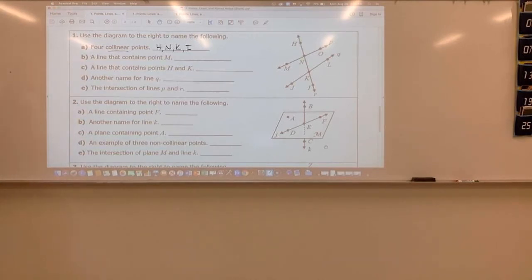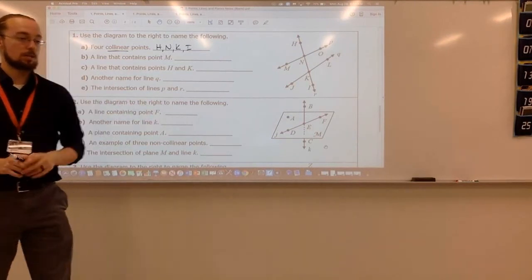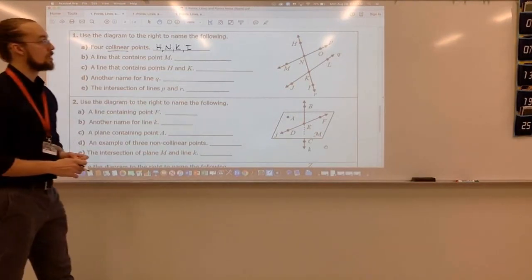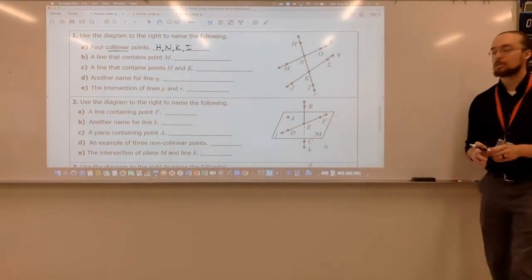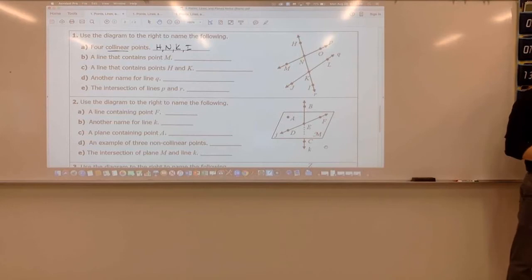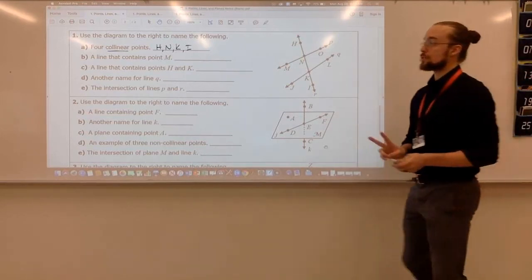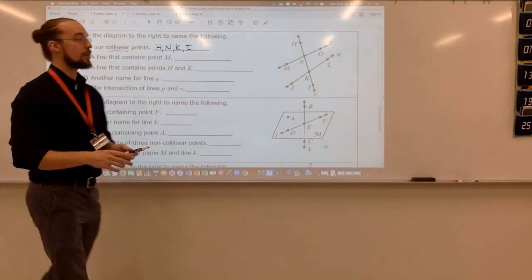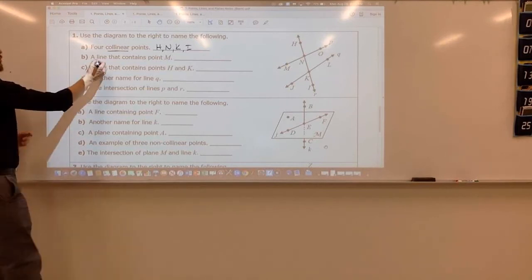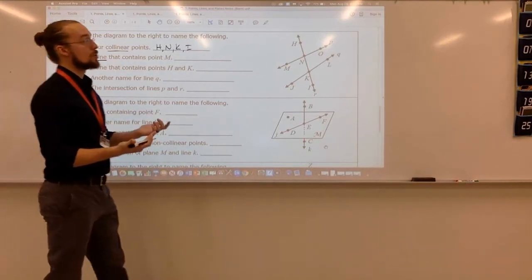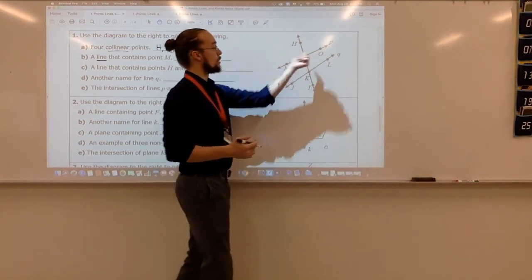B, a line that contains point M. There's more than one correct way to do this. Okay? M and O. So, how do we name a line? How many points do we choose on that line? 2, right? We only choose 2 points. Okay? 3 points names a plane. Right? So, to name a line, we only want to use 2 points. So, we could choose any of the 2 points on that line.